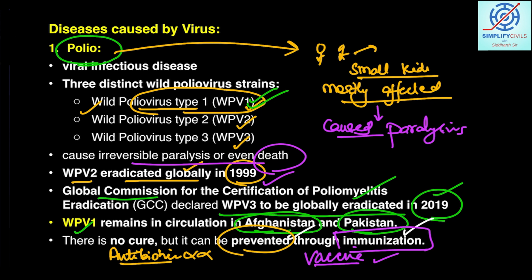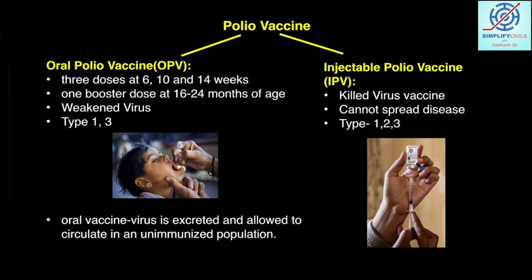Okay students. If we look at the polio vaccines, there are two types of vaccines, depending on the way the vaccine is given. One is oral, the route can be oral, or the other can be an injectable polio vaccine. With respect to type 1 and type 3, we use oral vaccines.